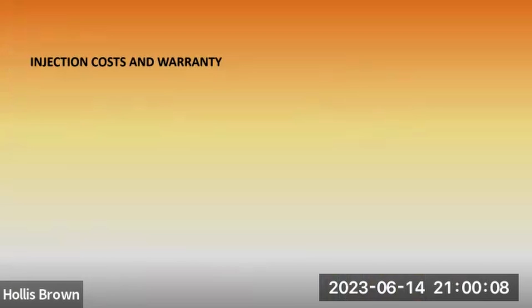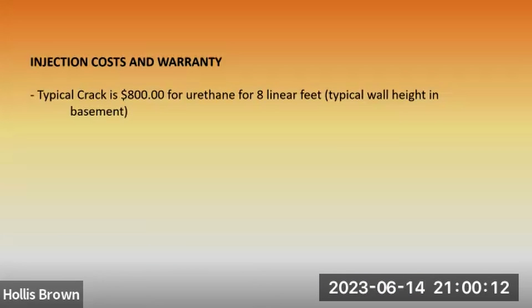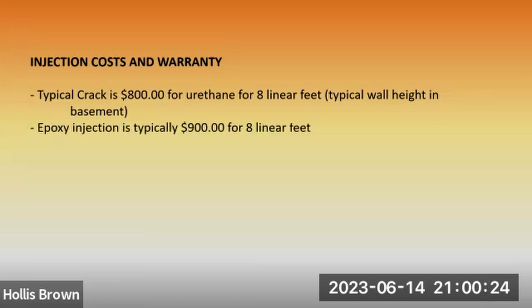Okay, injection costs and warranty. We're getting down to the end. A typical crack is $800 for urethane for 8 linear feet. That's the typical wall height. That's why I price it up at the 8-foot mark. Epoxy injection is typically $900 for 8 feet. Previous repair, you add up to $300. That answers your question for previous repair.